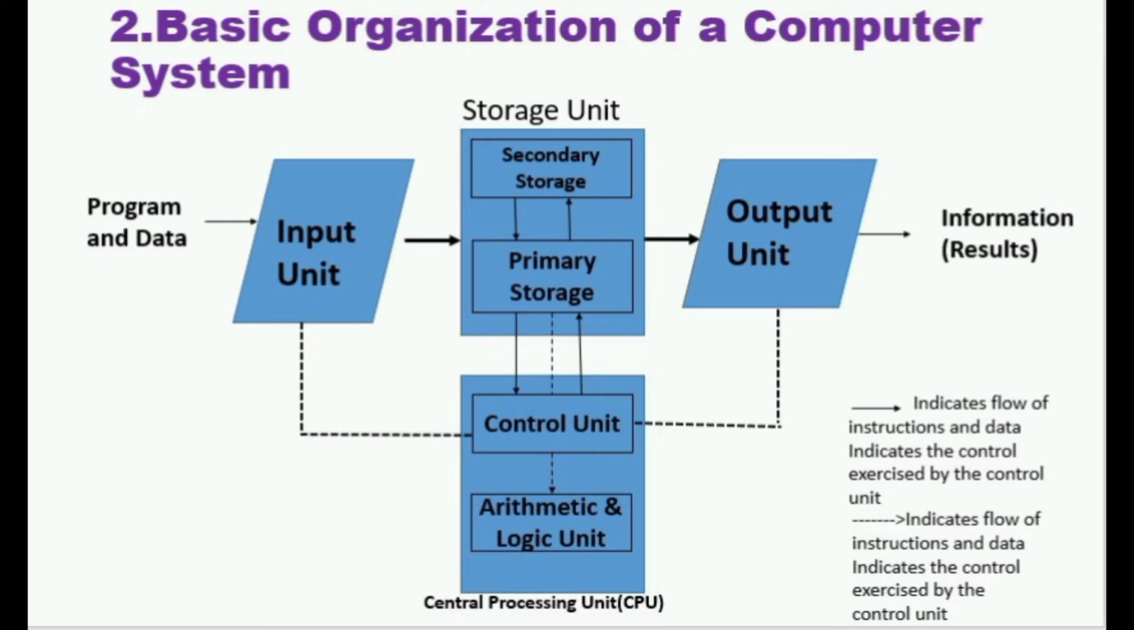Here we can see that many arrow marks are dotted, or many are simply arrow marks. So what does it mean? The arrow mark means the flow of instructions and data, like control exercised by the control unit. And the dotted mark shows the flow of control from the control unit to the arithmetic and logic unit. So you can draw this diagram that I mentioned in this video.